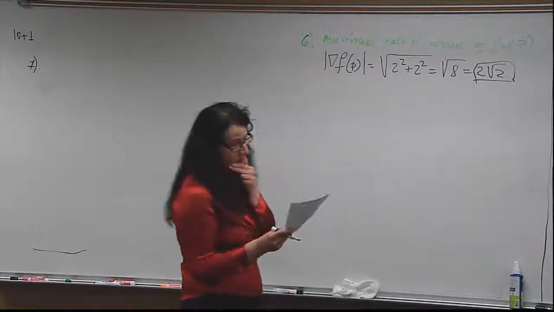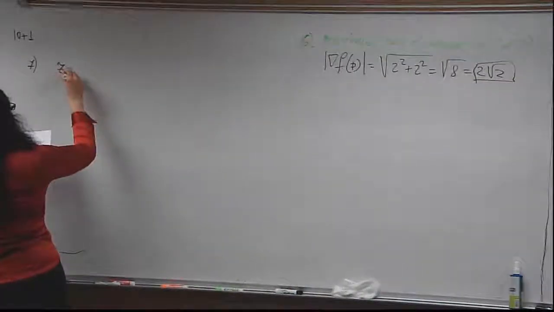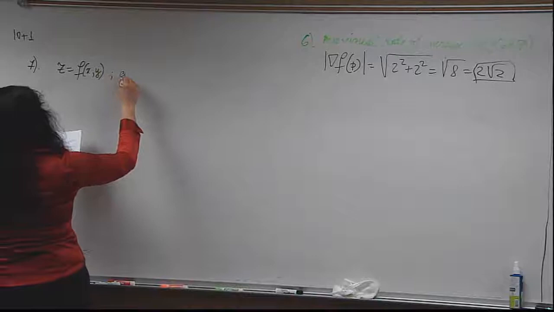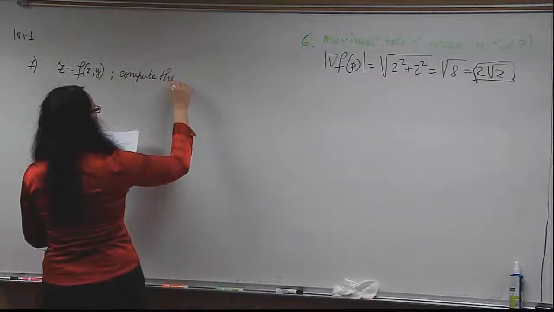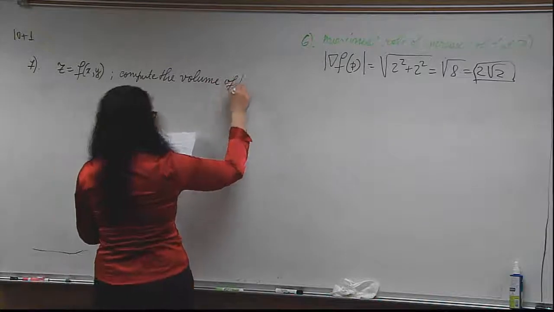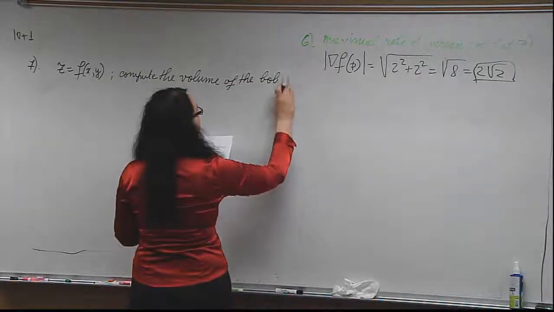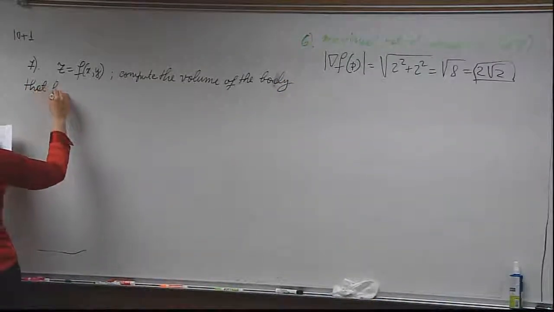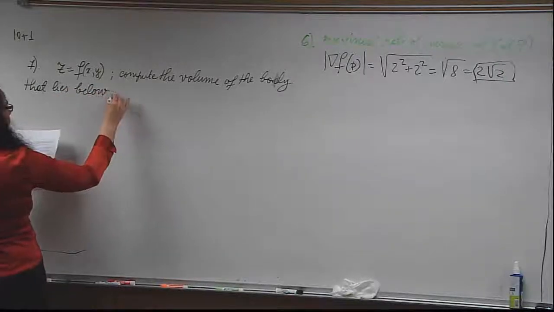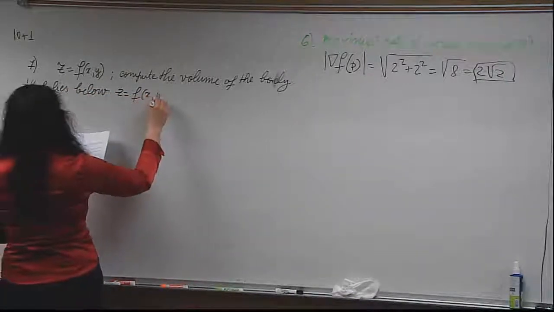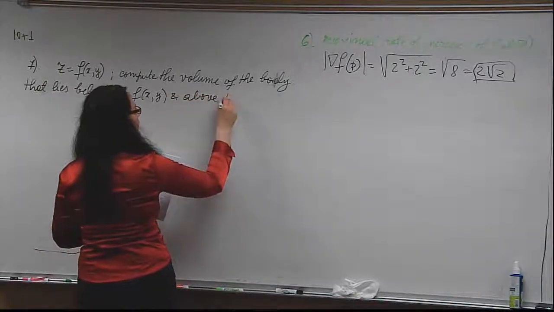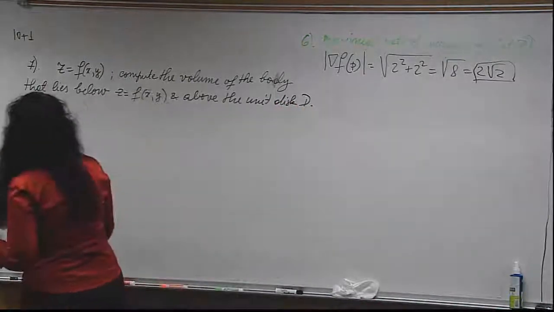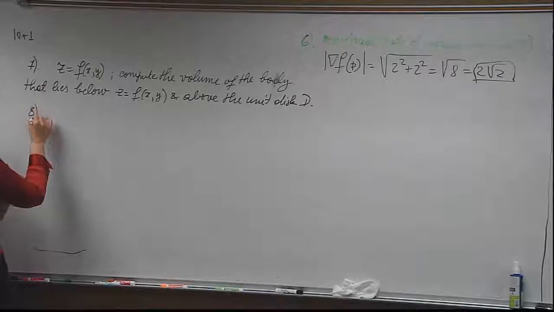Number 7. You've seen that before, I told you about it. It's an easy problem. You have z equals f of x, y, and I'm saying compute the volume of the body that lies below the graph and above the unit disk D.